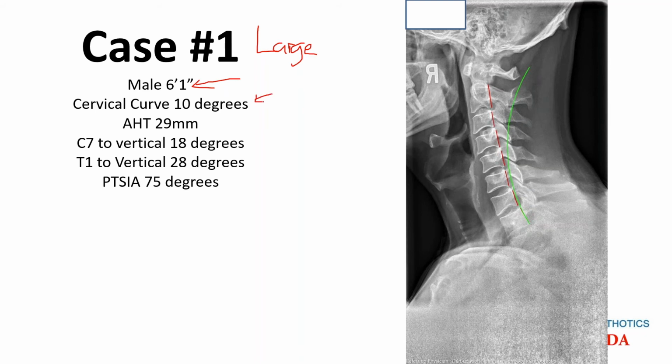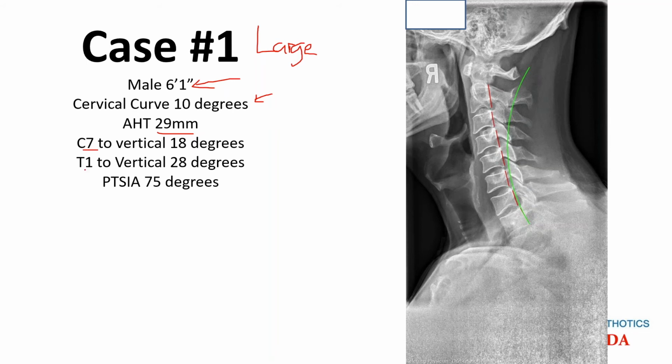His curve is 10 degrees. Check, right? It's reduced. Anterior head translation, 29 mils. So it's less than 50, right? It's not bordering too high. It's up there. It's significant, but looks good to me.